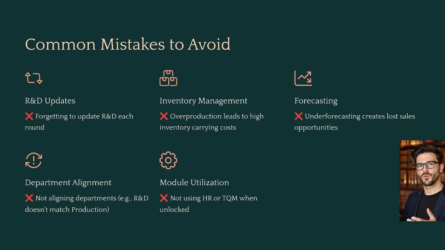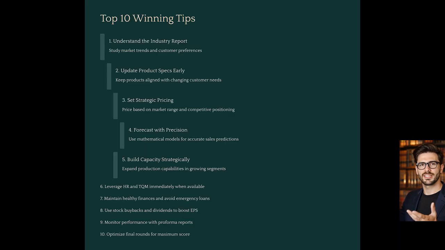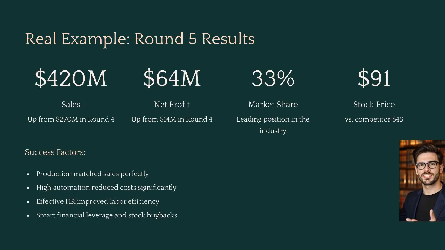Final advice and support. Understanding the reports and aligning your decisions across departments is the real key to winning. If you understand how to update R&D specs, how to forecast marketing demand, how to build efficient production, how to use HR/TQM smartly, how to optimize finance, then you're already 90% on the way to scoring 999.